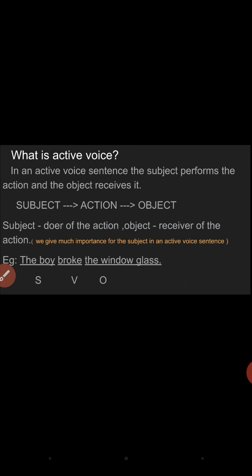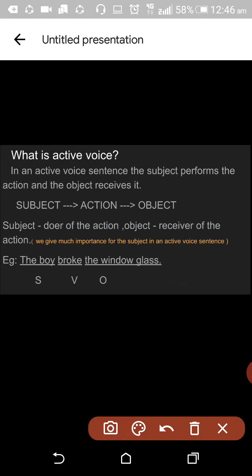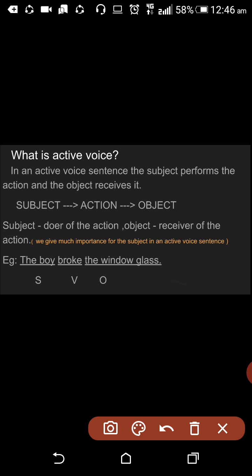If you want to master yourself in this grammar lesson, the first thing you need to do is you should know what is active voice and what is passive voice. So let me explain what is active voice first. Listen to me carefully. In an active voice sentence, the subject performs the action and the object receives it.